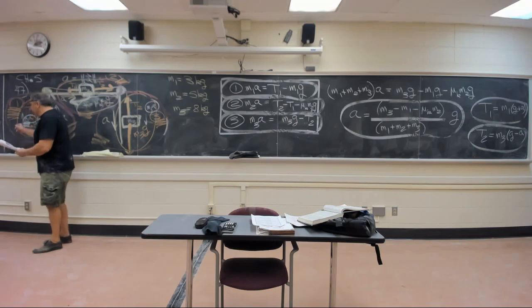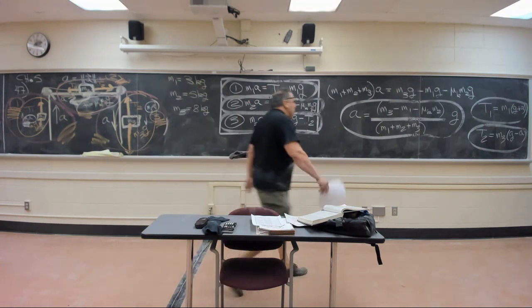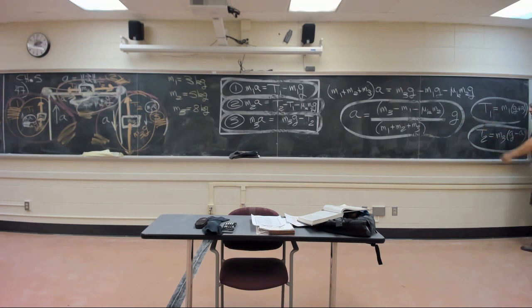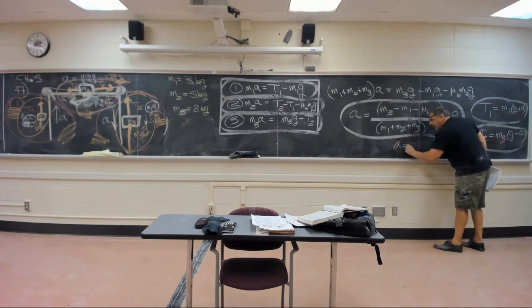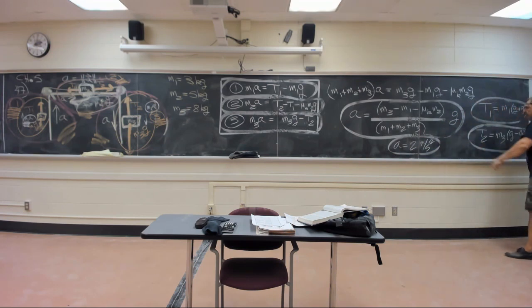You had 38.6. Now you got something else. Let me do the math. I'll just make it up. If this came out, now with the friction, to 2 meters per second per second, whatever the math would be on that, what would T1 be then? 2 plus 9.8 is 11.8.